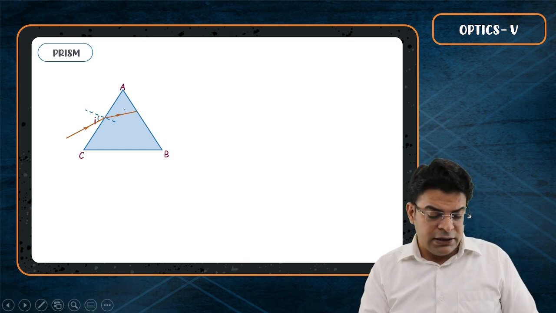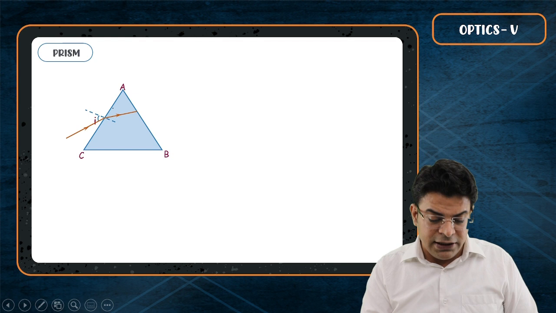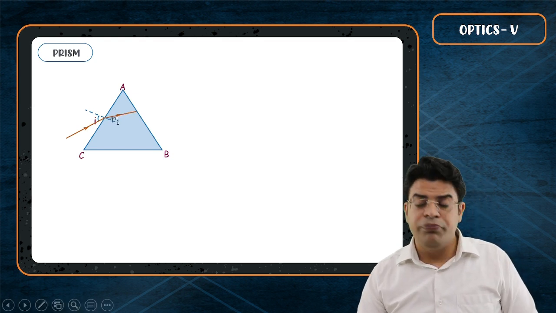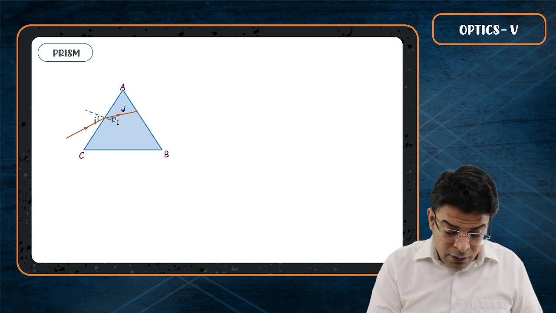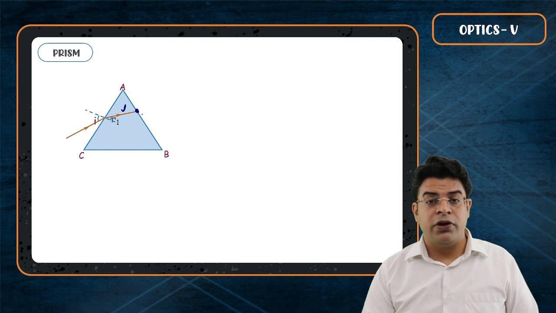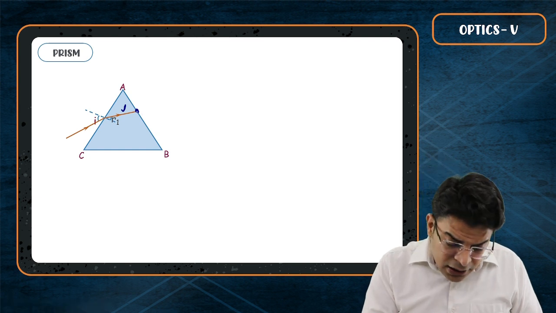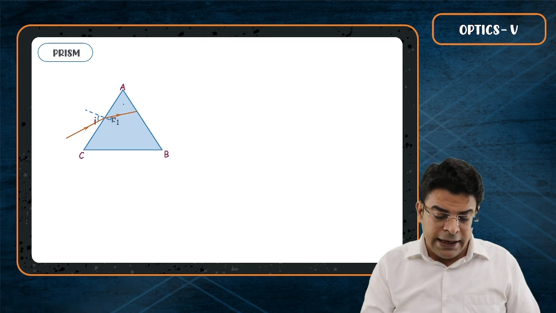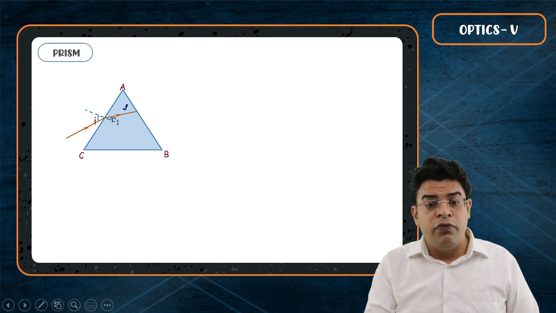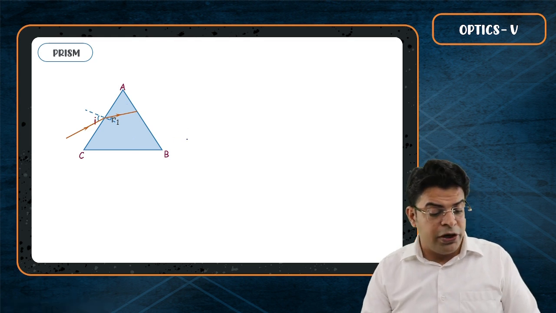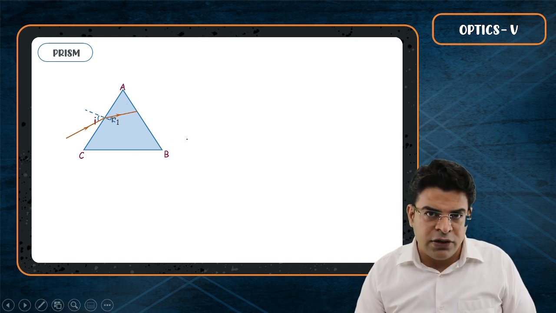Now let's say the angle of incidence is I, and this ray after bending makes an angle R1 with the normal. This ray, once inside the prism, keeps on moving and then hits the second surface. And at the interface, again refraction will take place. This time, this ray of light, which is right now moving in the denser medium, is now coming out and trying to move in the rarer medium. Again, refraction will take place.